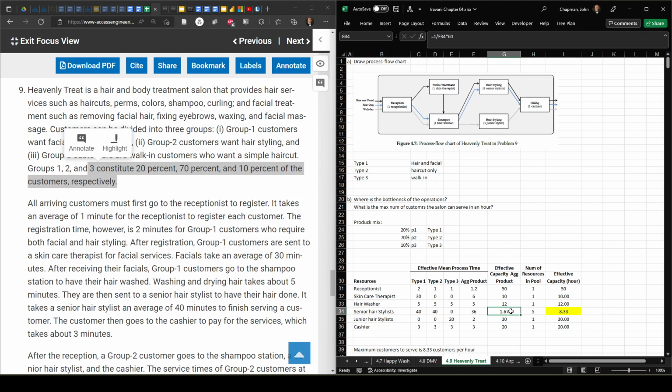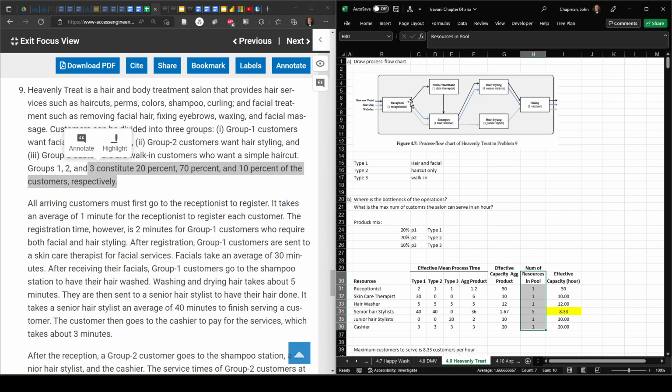The senior hairstylist has an effective capacity of 1.67, which turns out to be the lowest. The junior hairstylist is at 30, and the cashier is at 20. So the maximum number of customers that Heavenly Treat can serve is 8.33 customers per hour. And that comes from when we look at the number of resources in the pool.